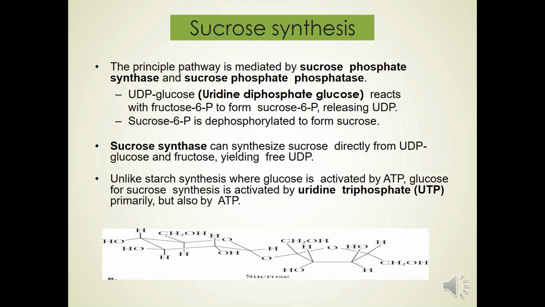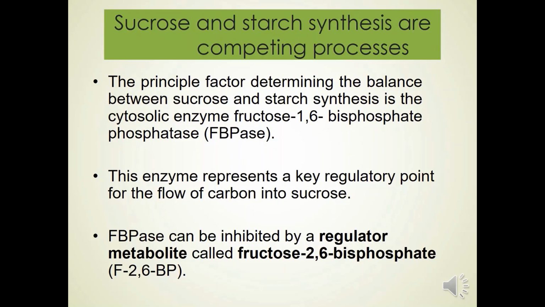It's different to the starch synthesis, where the glucose should be activated by ATP. So glucose for the sucrose synthesis is activated by the UTP, because UTP becomes UDP. However, for starch, they're not using UTP but they are using ATP. So now we look at sucrose and starch synthesis as competing processes.